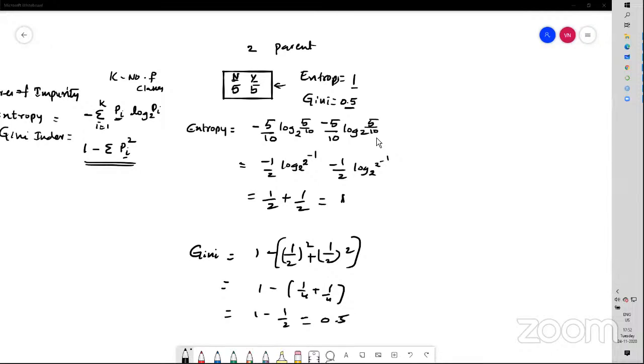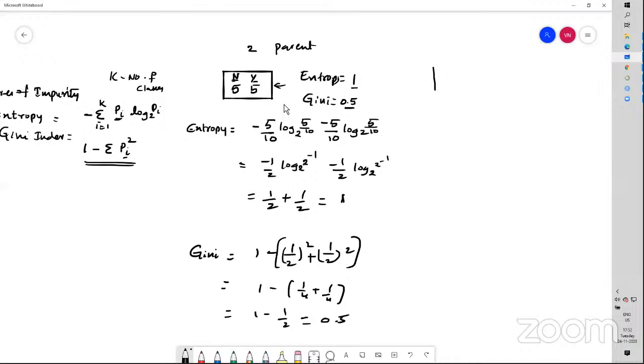Thank you. Okay. For a perfectly pure node, let's see. What is a perfectly pure node? When all the observations belong to one class and no observation belongs to the other class. So this is a perfectly pure node. Let's see what the entropy value and the Gini value are for a perfectly pure node.